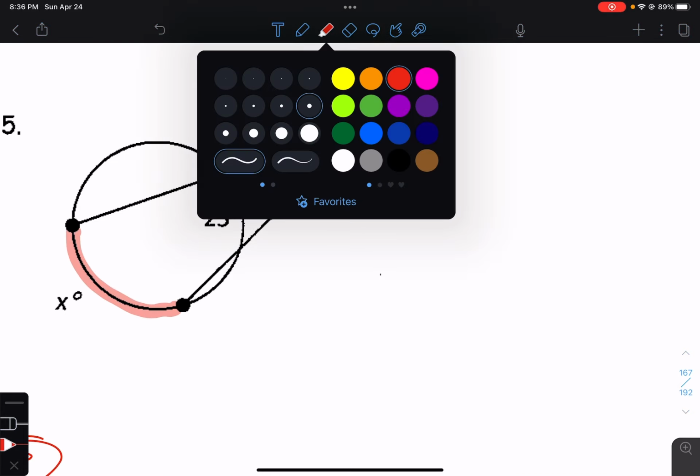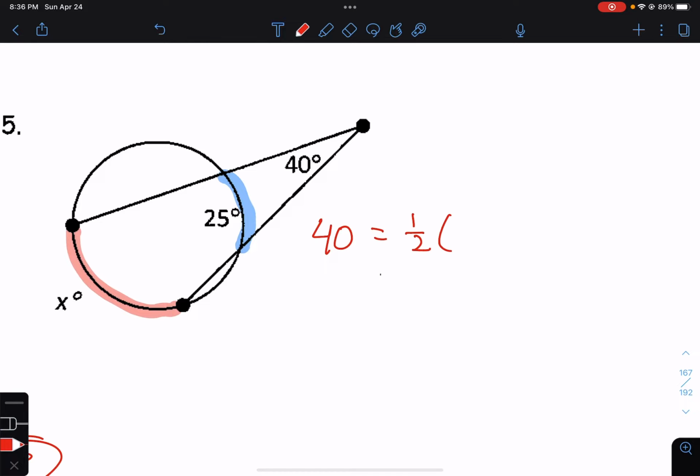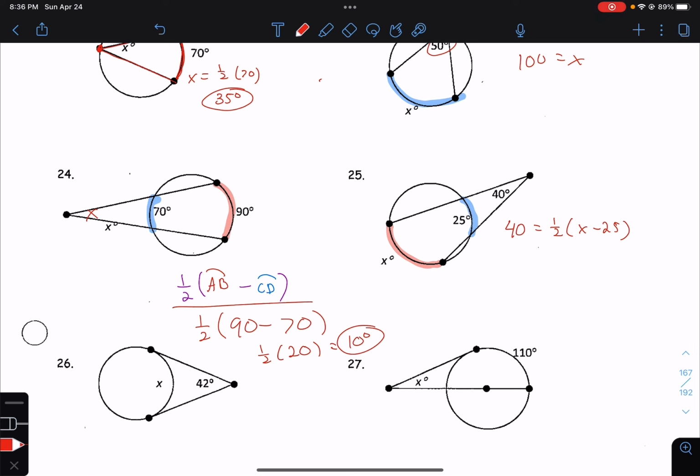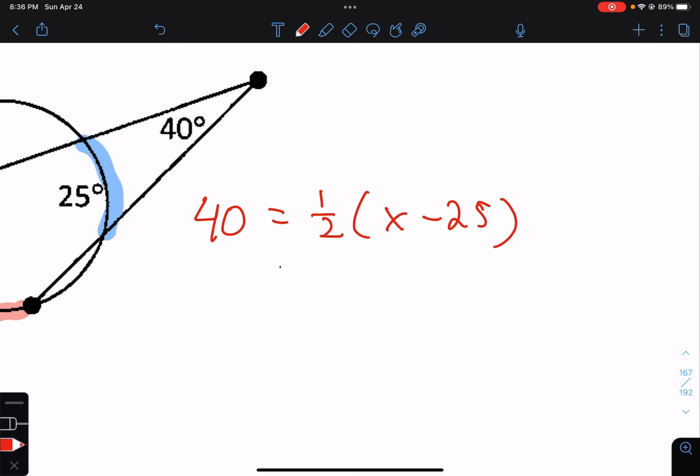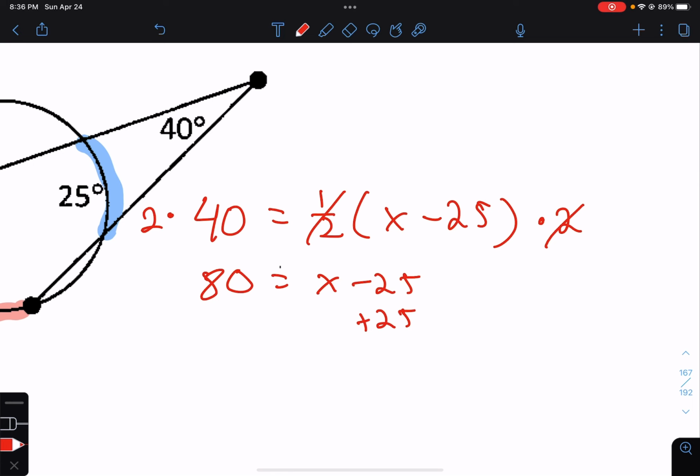All right. So we do our angle equals 1/2 times our x minus 25. That's us just filling into this formula here. And we have to go ahead and solve. You could distribute and solve from there, but I'm going to make life a little bit easier. I'm going to multiply both sides by 2 and cancel out my 1/2. And then I get 80 equals x minus 25. I add 25 to both sides, and I get that x is going to be 105.